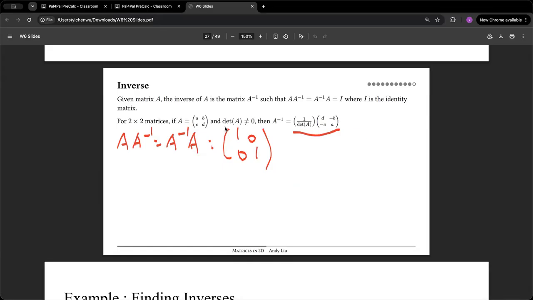Do I want to prove it? Oh, sure, why not? So if we just write it out, I'll move the 1 over determinant of A to the front. But we know that the determinant of A is AD minus BC. And then times the, oops, yeah.